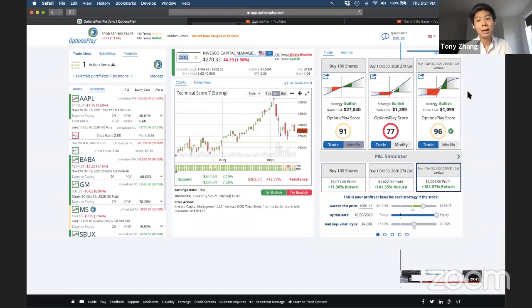What are your thoughts about BA? BA also has been fairly resilient. Boeing, despite all the bad news and the delays, continues to remain resilient. So I'm not particularly bearish on it.